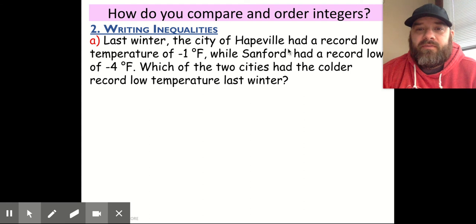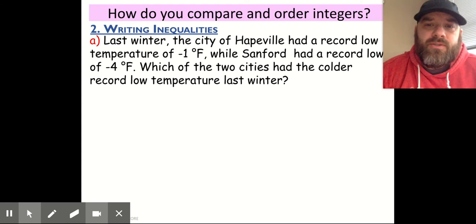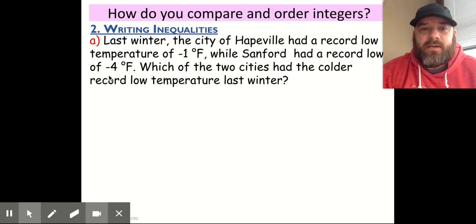So writing inequalities. Last winter, the city of Hateville had a record low temperature of -1 degrees Fahrenheit, while Sanford had a record low of -4 degrees Fahrenheit. Which of the two cities had the colder record temperature last winter?